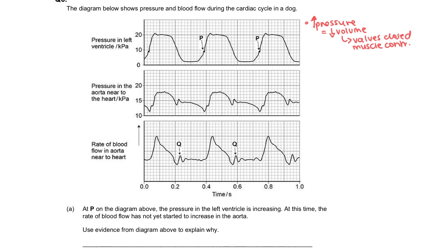Pressure in the aorta near the heart in kilopascals. Again, increased pressure results in a decreased volume. It could also be because I've got an increased blood flow here. So the blood is taking up all of the space and causing pressure against the side of the vessels. And we can see in this bottom graph the rate of blood flow in the aorta near to the heart. The increases in blood flow map to the peaks in pressure. Okay, so that's an important point to note.